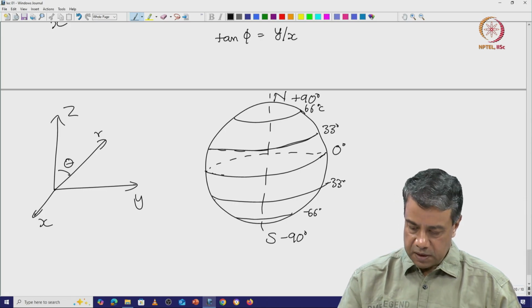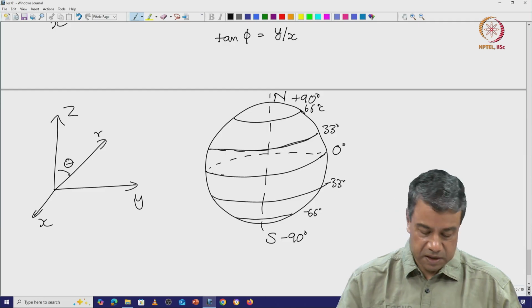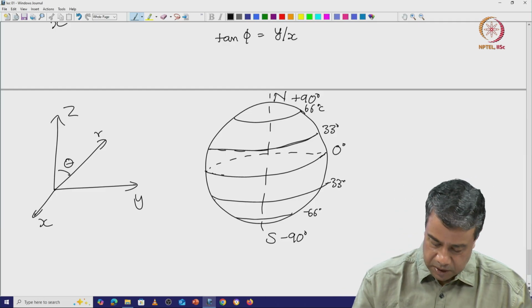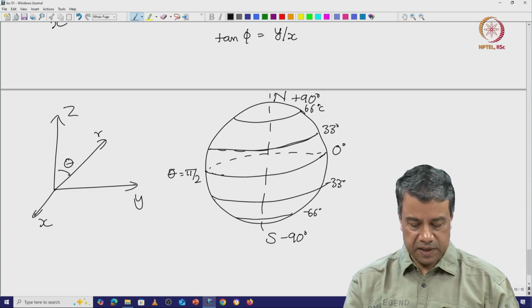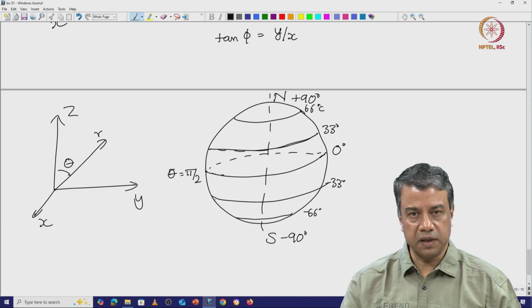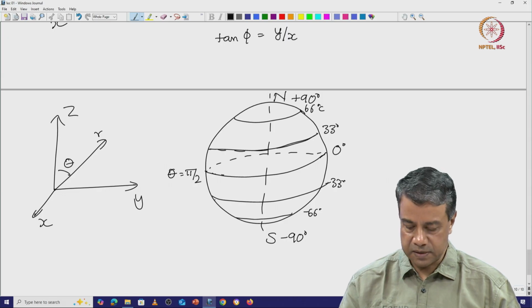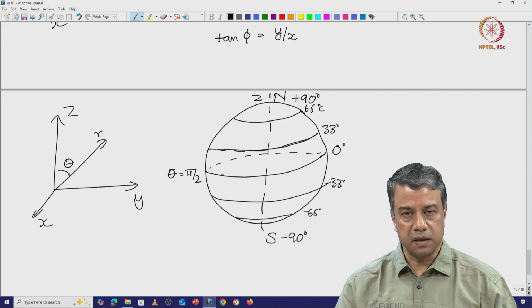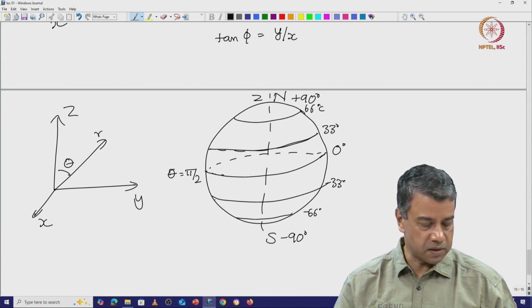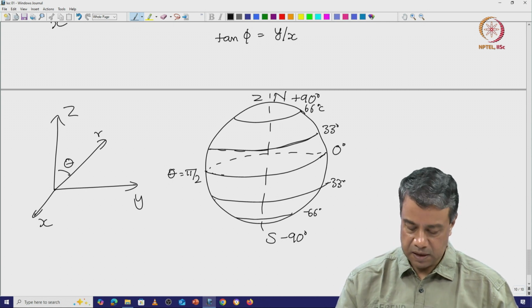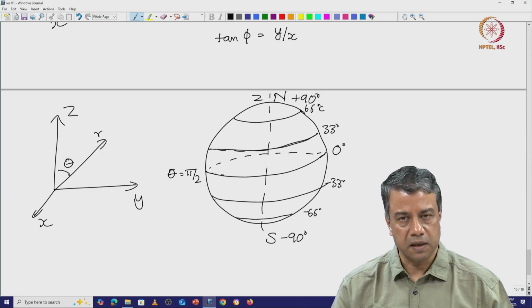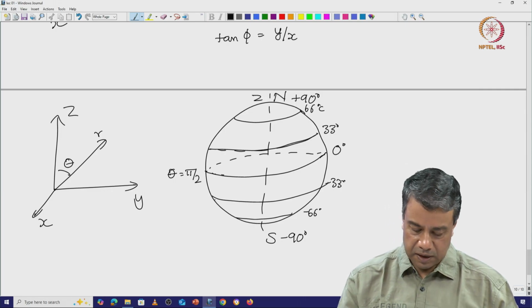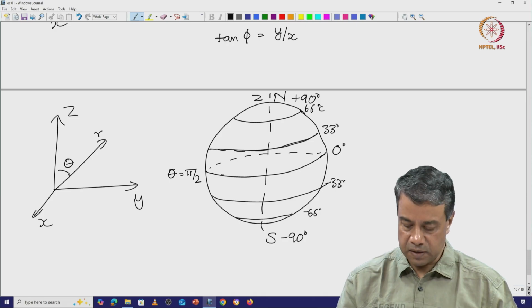So, the equator, 0 degrees, corresponds to theta is equal to pi by 2, because this angle theta is pi by 2 along the equator. If we take the xy plane along the equator, and the axis from the north to the south pole as the z direction, then theta equal to pi by 2 is equivalent to the equator.